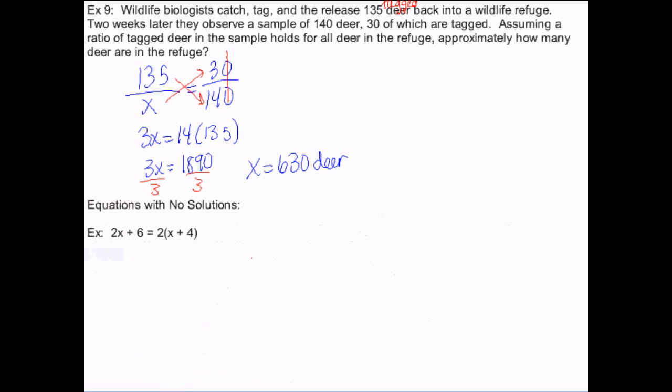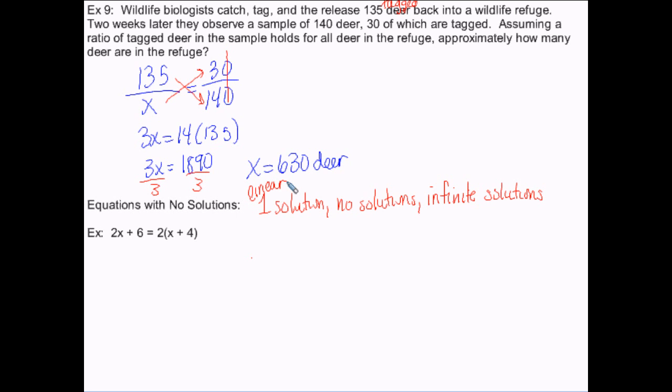This is with equations. You can have one solution, no solutions, or you can have infinite solutions. And this is with linear equations. Okay, so straight lines.